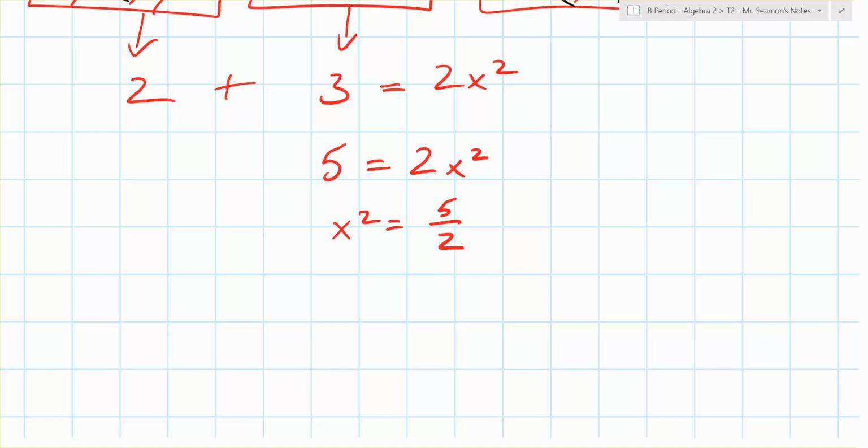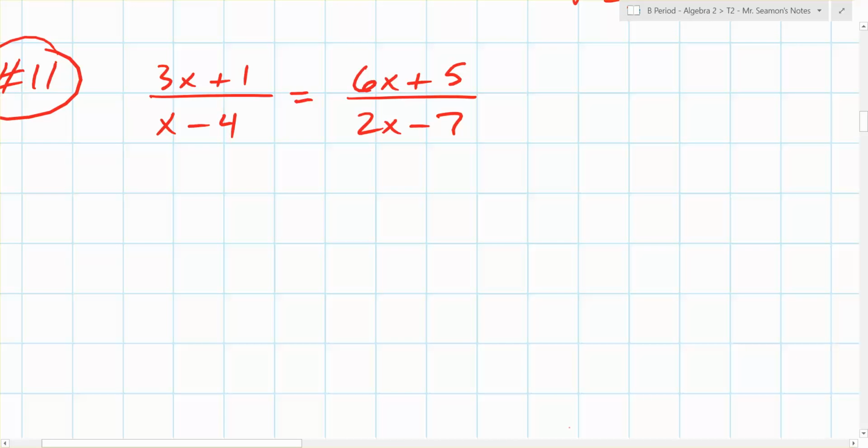We have a square, so what do I do to both sides? Yeah, take the square root. So what does x equal? Square root of 5 over 2. Yeah, what do you put on the outside? Not done yet. What do we put on the outside of this? What's the square root of 4? What do we put on the outside of this? Plus or minus. There you go.